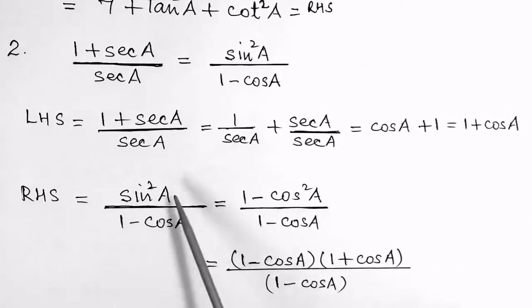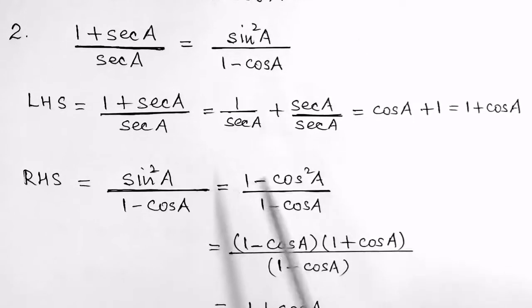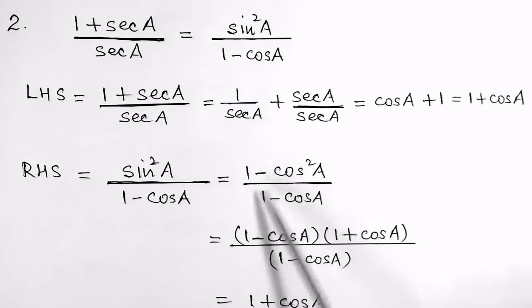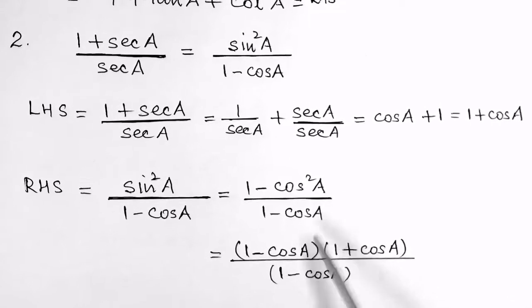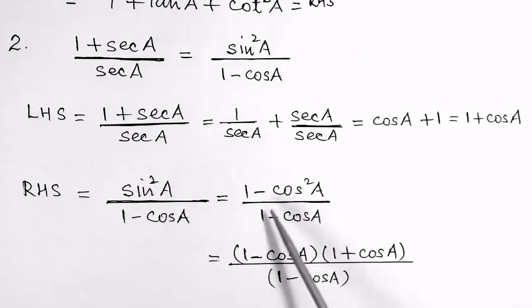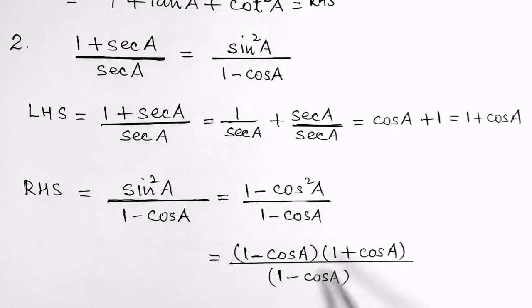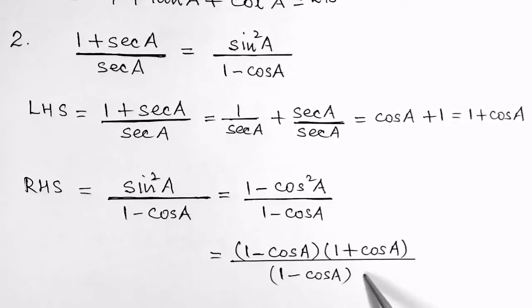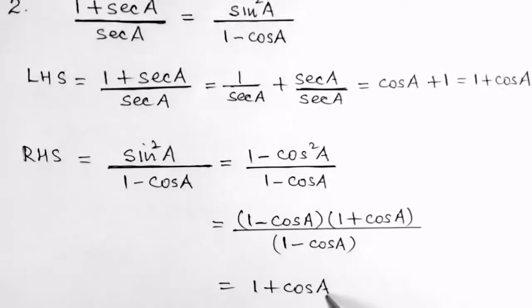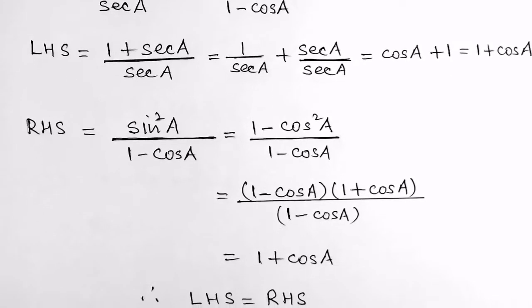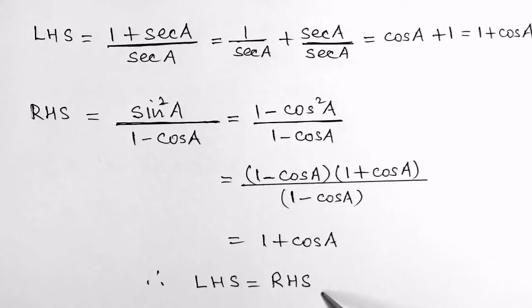Similarly, RHS is sin² A over 1 − cos A, right? So sin² A can be written as (1 − cos² A) upon (1 − cos A), as it is. Use the formula a² − b² here. So that is (a − b)(a + b) upon the denominator as it is. So this 1 − cos A will get cancelled. So this is equal to 1 + cos A. Therefore LHS is equal to RHS, right?